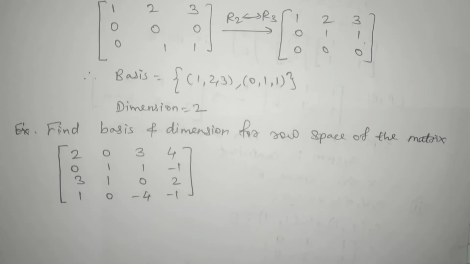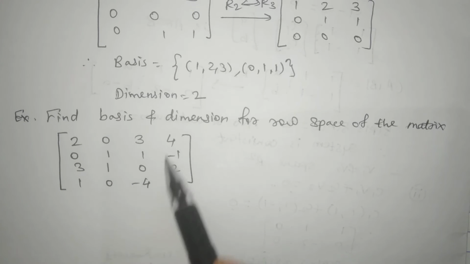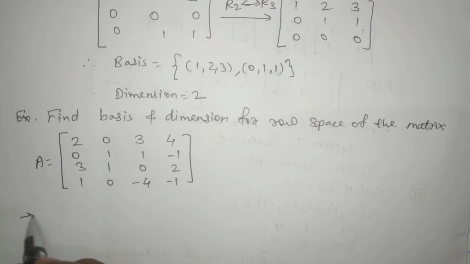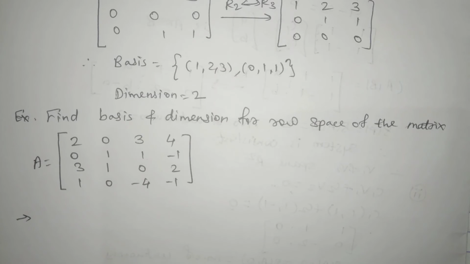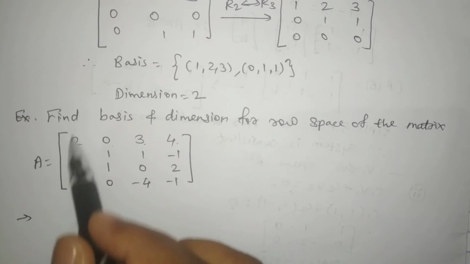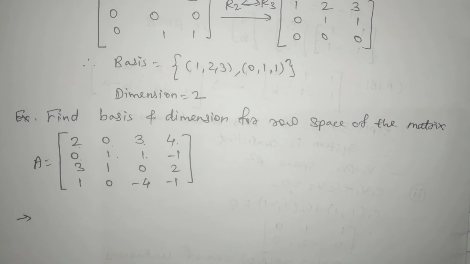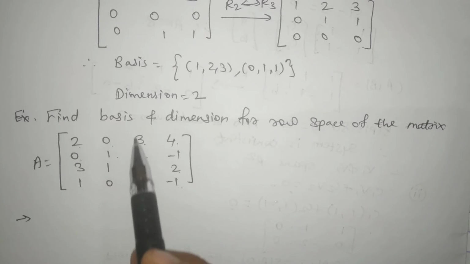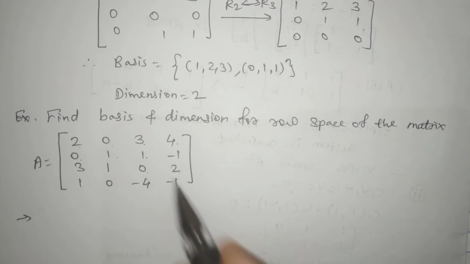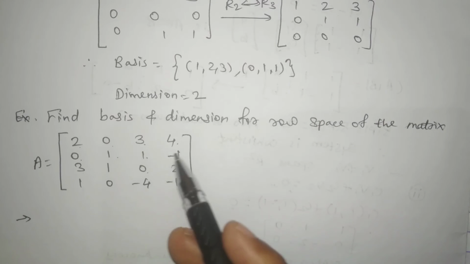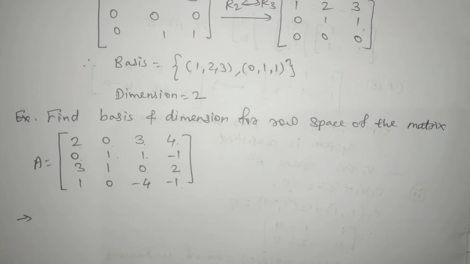Find the basis and dimension for the row space of the matrix. So suppose this matrix is A, you have to find the basis and dimension for the row space. That means for the row vectors: 2 0 3 4, this is our first vector V1; 0 1 1 minus 1, this is the second vector V2; the third vector V3 is 3 1 0 2; and V4 is 1 0 minus 4 minus 1. So this set spans, and for whatever the spanning set, we have to find the basis and dimension. So how to find the basis and dimension for the row space of a matrix? Simply convert this matrix into echelon form.